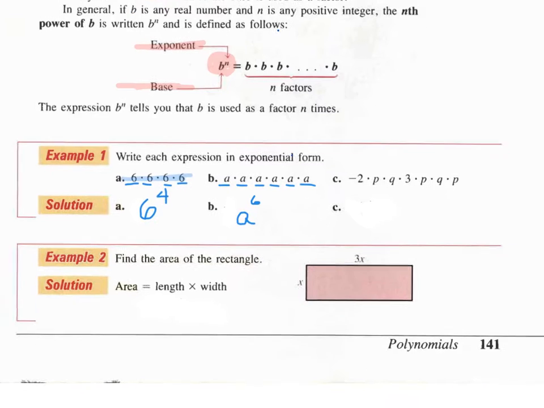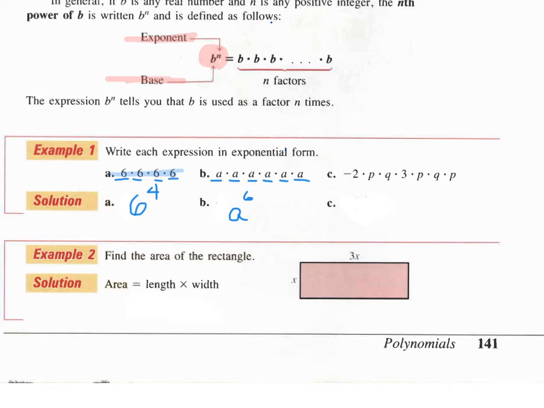Now for the next one, notice we've got more than one letter here. And we also have some numbers, some coefficients that are going to go out front. So the first thing I'm going to do is multiply the -2 times 3. And then I'm going to go back and count how many letter P's I have. I have 1, 2, 3. So for the letter P, I'm going to put P to the third power. And then for the letter Q, I have 2 of them.